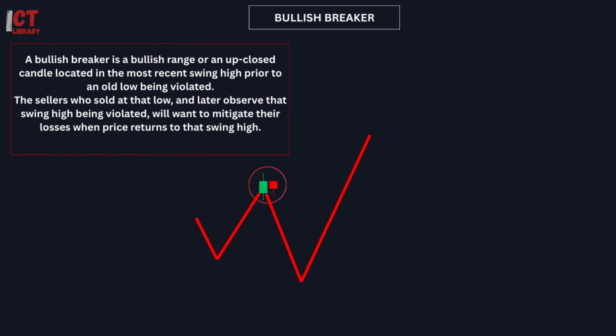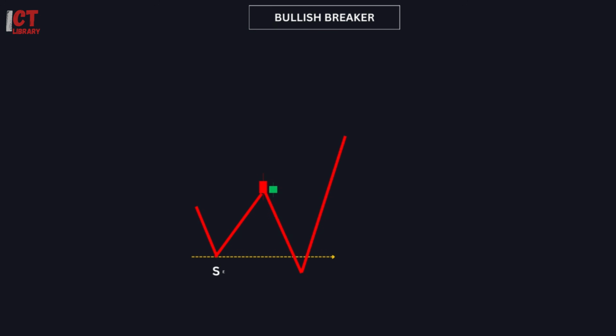The sellers who sold at that low and later observed that swing high being violated will want to mitigate their losses when price returns to that swing high. This creates a bullish trade setup worth evaluating. Again, we begin with an old low being violated. This action runs the sell stops resting beneath that old low. Our swing high becomes the level we monitor for the bullish breaker.